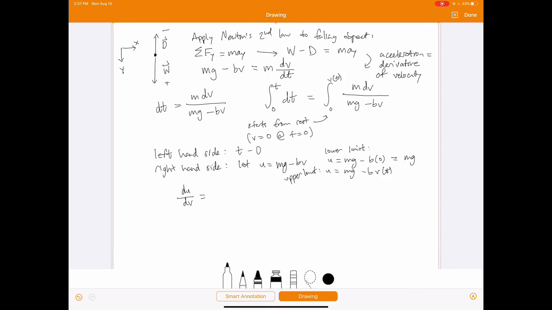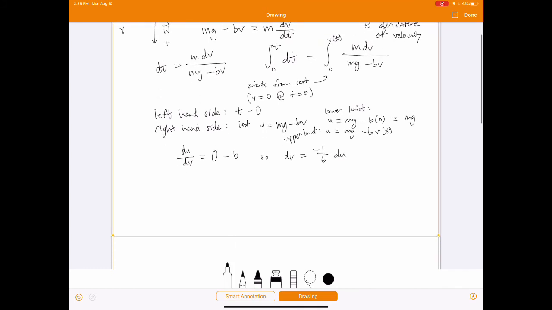So here's how this is going to work. Just look at the definition for u that I wrote down. It's mg minus bv. If I take the derivative of that with respect to v, here's what I get. mg is a constant, so the derivative of that is 0. And then I have minus b times v. The derivative of v is just equal to 1. So I just get b right there. So that means dv, if I solve for that, is equal to minus 1 over b times du.